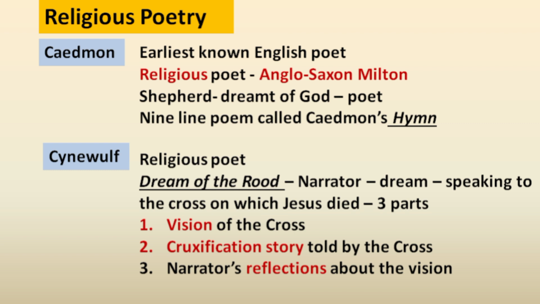In the first part, the narrator talks about his vision of the cross, how he saw the vision. And in the second part, the cross is telling the narrator about the crucifixion story. He is giving his point of view. The cross is giving the story of crucifixion to the narrator. And thirdly, we find the narrator reflecting on the story, the narrator's reflection about the vision. So, Caedmon and Cynewulf are two important poets who wrote religious poetry.